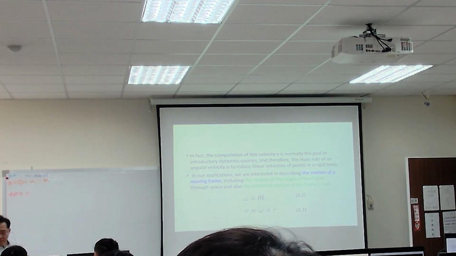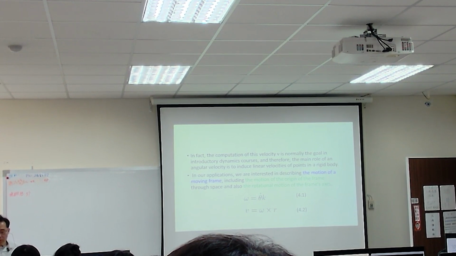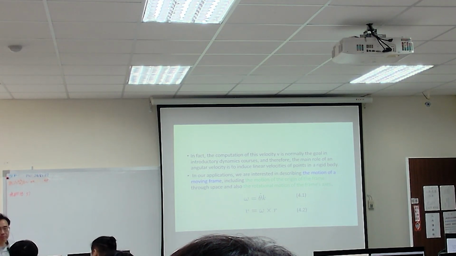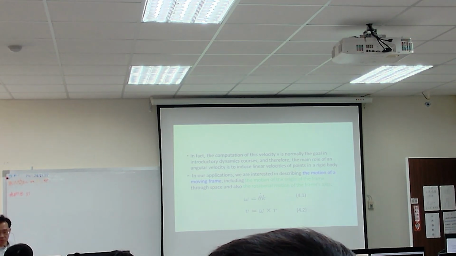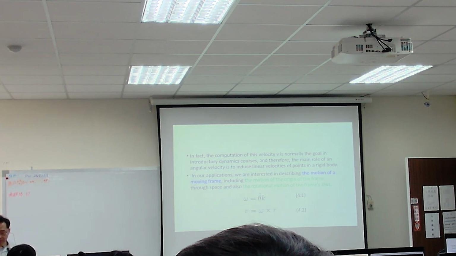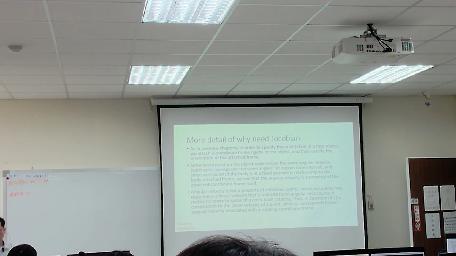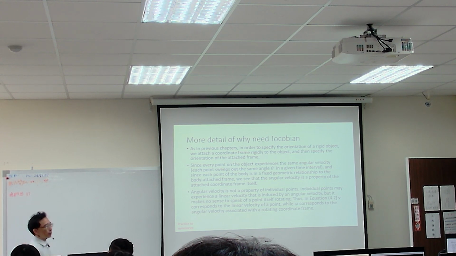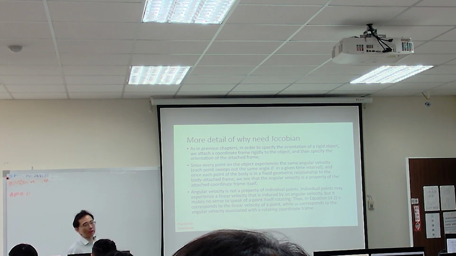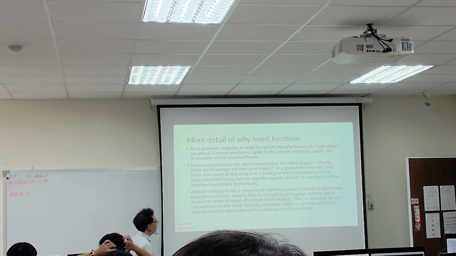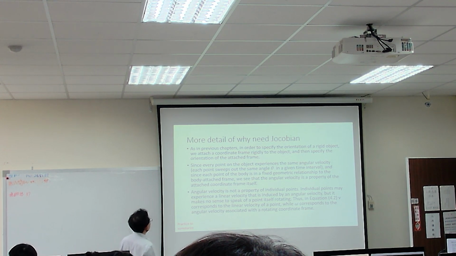This is an easy part because you can find it in a lot of dynamics books, in the first several chapters. I put in more detail because when I read through the whole textbook, it describes a lot. So why do we need a Jacobian?